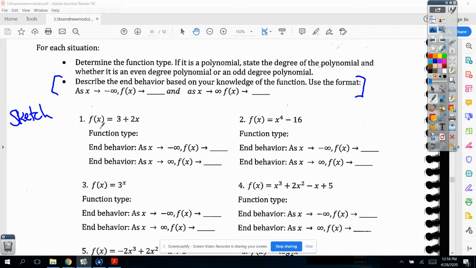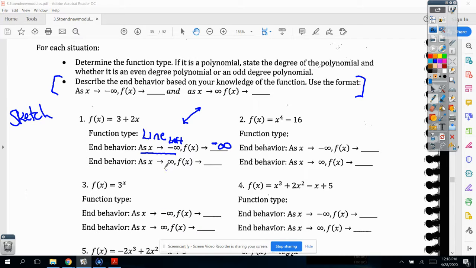So first thing you want to know, what is this graph? Well, this is a line with positive slope. So if I do a little sketch here, this is going to help me figure out what to do. In the end behavior, it says x goes to negative infinity. So as x goes to negative infinity, which is to the left, if x is going to the left, which way is y going? Y is going down, and the way we say down is negative infinity. It's going down to negative infinity.